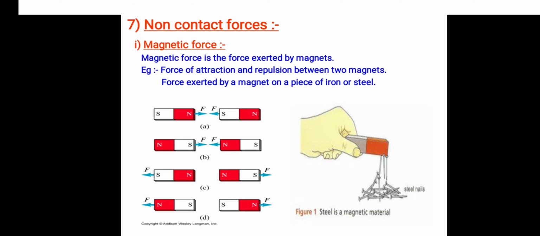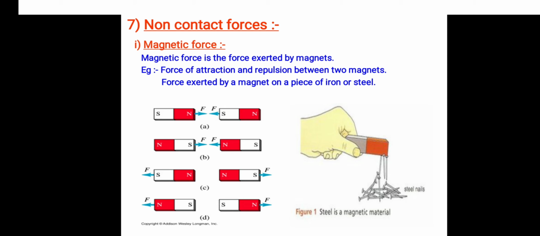Okay, so look at the figure. Two bar magnets. The magnet has two poles, north pole and south pole. Look at the first figure: the north pole of one magnet is attracted towards the south pole of the other magnet. Look at the second figure: the south pole of the first magnet is attracted towards the north pole of the second magnet. So the force is attraction.